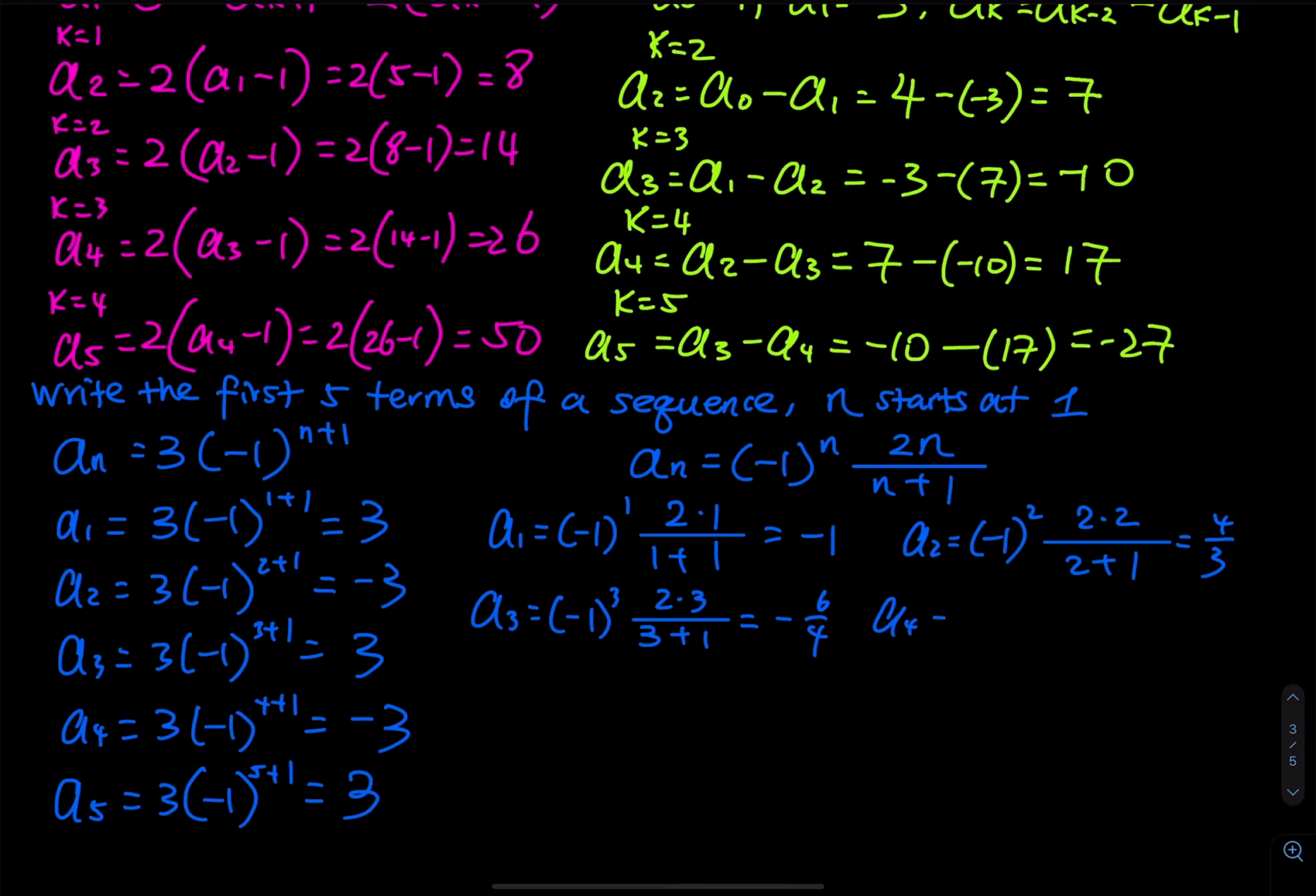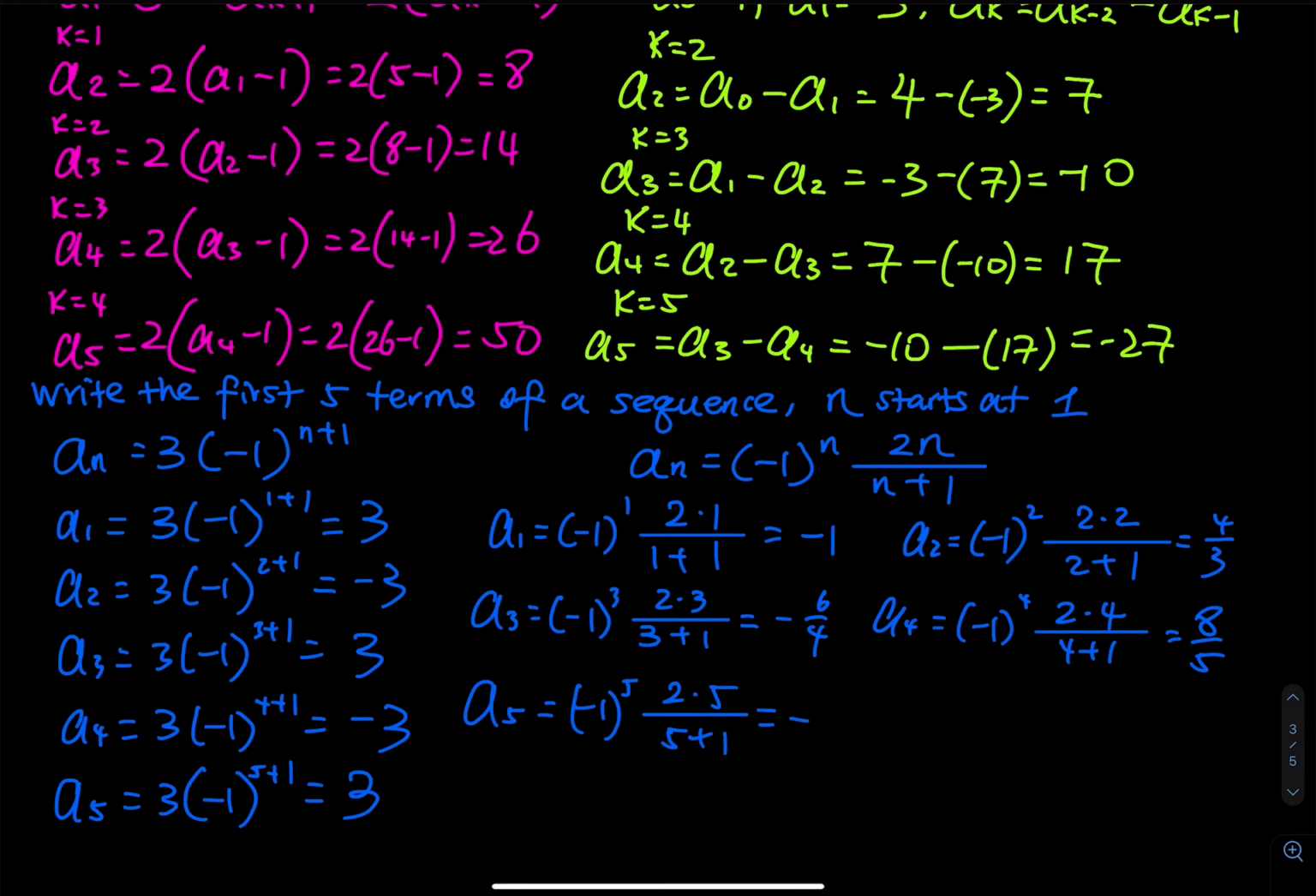And then a of 4. Negative 1 to the 4th. So that becomes a 1. 2 times 4, 4 plus 1. Then we have 8 divided by 5. And then last but not least, we have a of 5, negative 1 to the 5th, and then 2 times 5, 5 plus 1. So we have a negative at front, and then 10 divided by 6. Of course, you reduce the fraction for me. When you do your work online, they would like you to reduce the fraction.